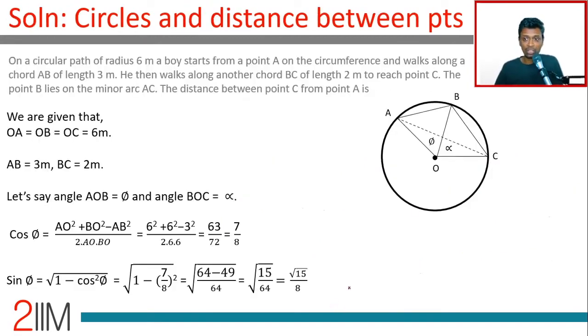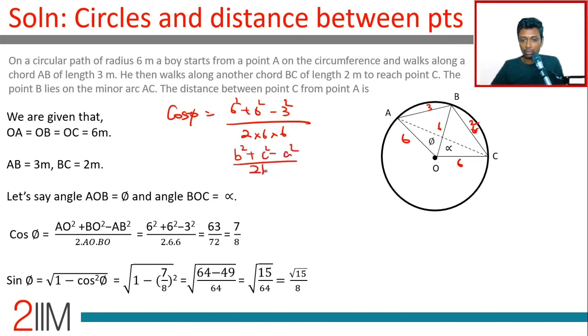So let's go step by step. Let's call this phi. Let's call this alpha. This is 6, 3, and 2. So we can find cos phi. Cos phi is 6 square plus 6 square minus 3 square by 2 into 6 into 6. We're plugging in the formula b square plus c square minus a square by 2bc is cos A. And we can find cos alpha: 6 square plus 6 square minus 2 square by 2 into 6 into 6.